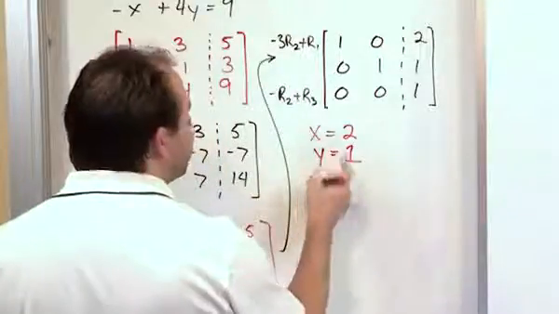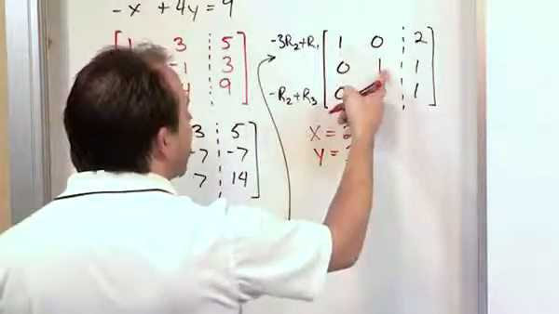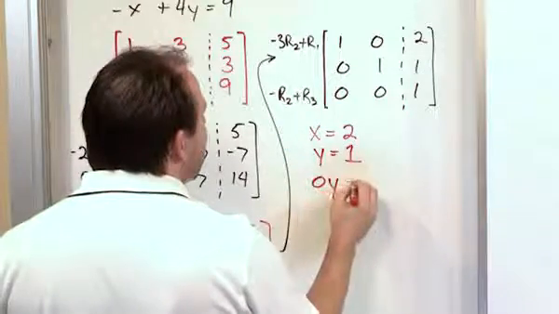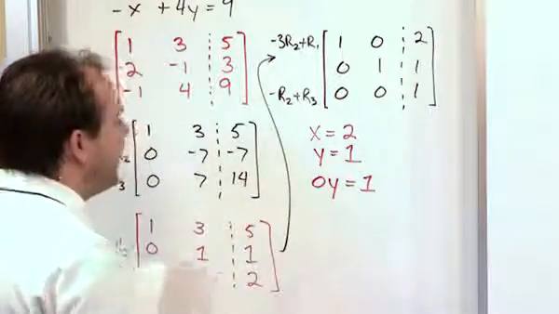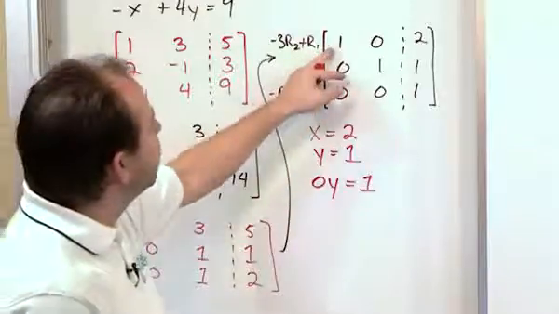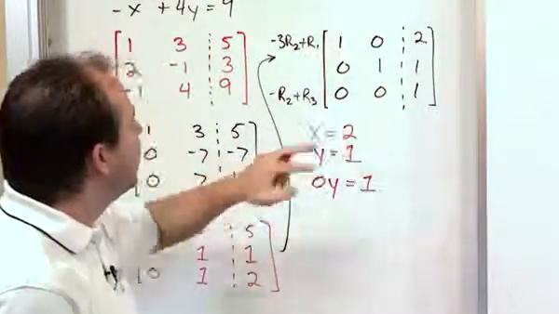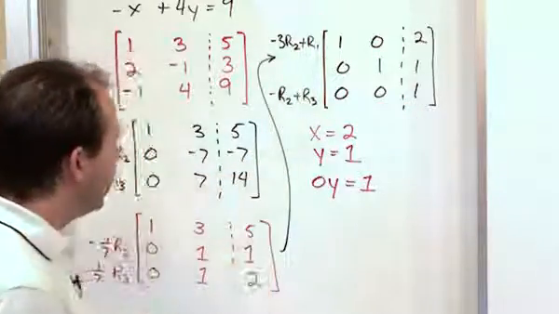So when we take that into account, what this is saying, since there is a 0 here, is notice how this was 1 times y is equal to 1. This is telling us 0 times y is equal to 1. Let that sink in for a minute. This is telling us x is equal to 2. This is telling us y is equal to 1. This is telling us that 0 times y is equal to 1.